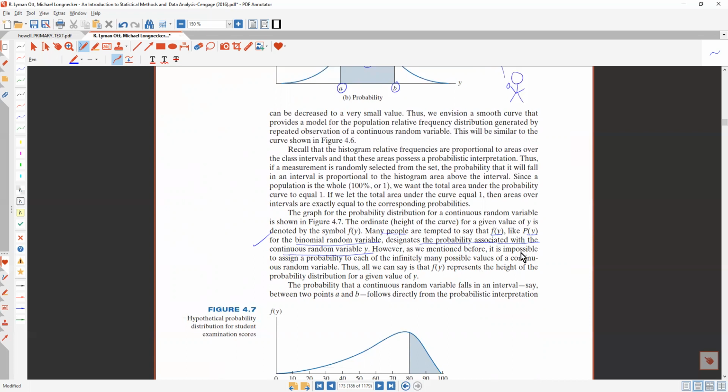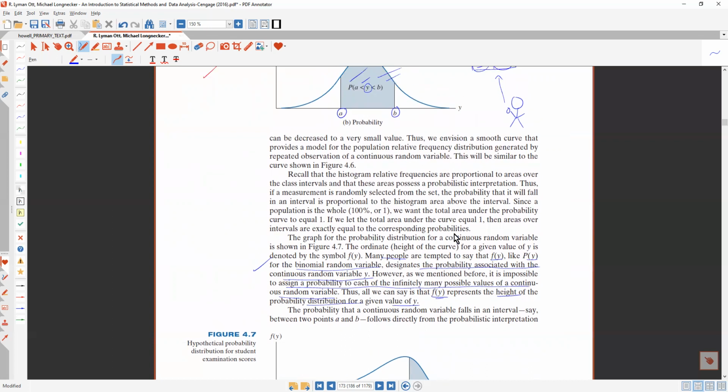However, as mentioned before, it is impossible to assign a probability to each of the infinitely many possible values of a continuous random variable. So f of y here represents the height of the probability distribution for a given value of y. Now, what does that mean here?